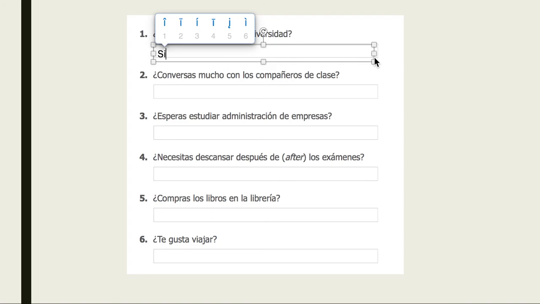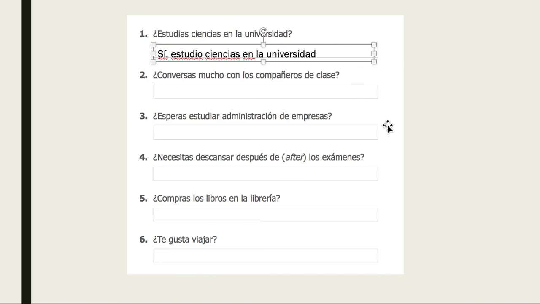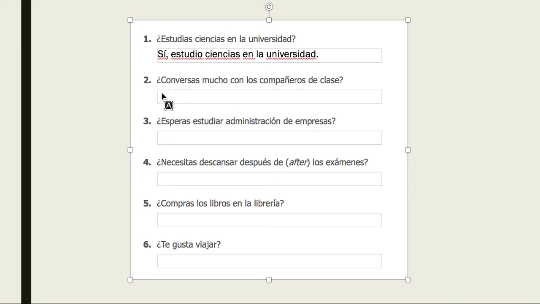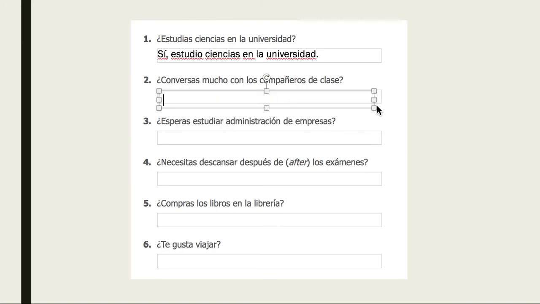Sí, estudio ciencias en la universidad. Muy bien. Sí, estudio ciencias en la universidad. If you wanted to have it negative, you would add no, and then repeat this question.